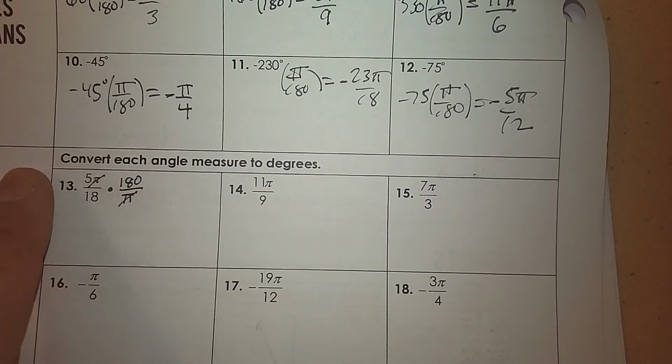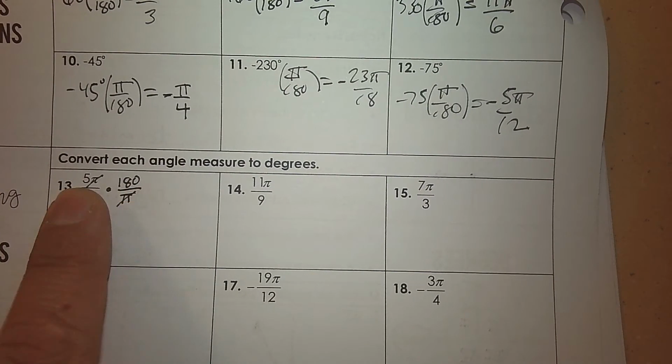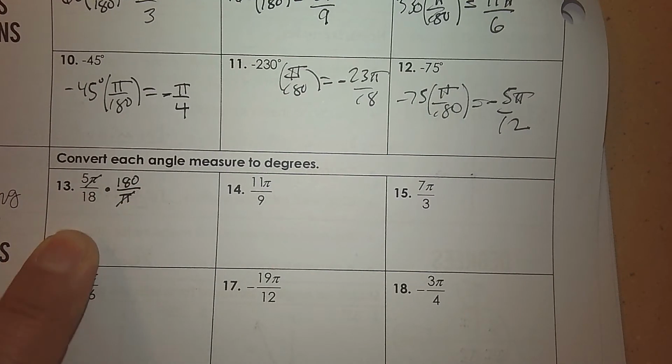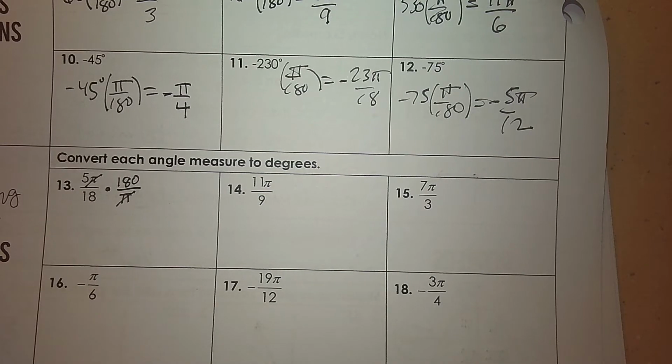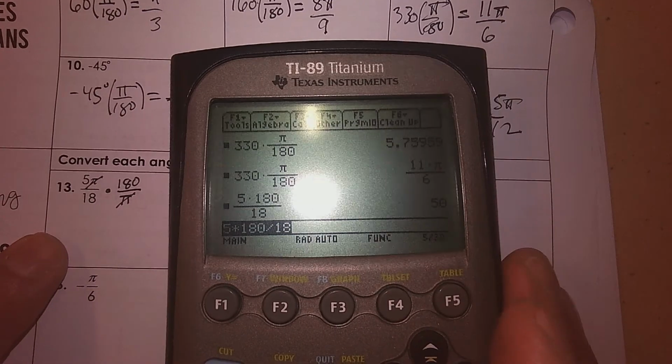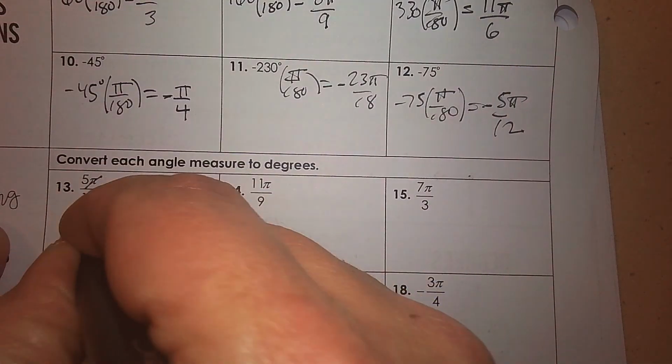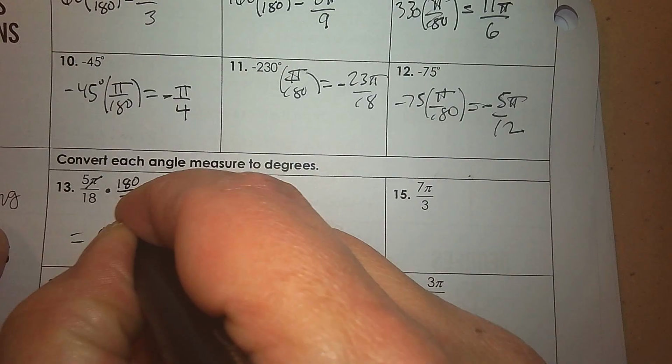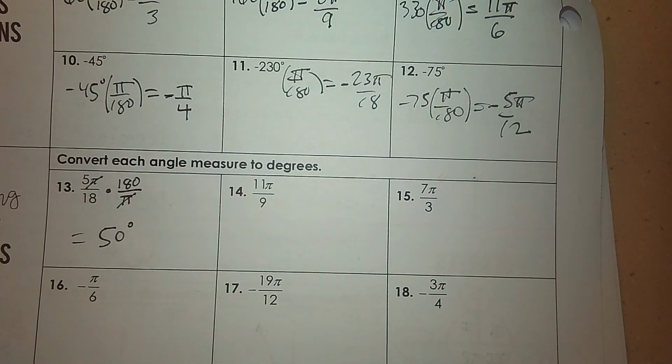Just 5 times 180 divided by 18. So what angle is that in degrees? Now for this one, we do need a little donut there. So it's not just 50, but it needs the symbol. So it's 50 degrees.